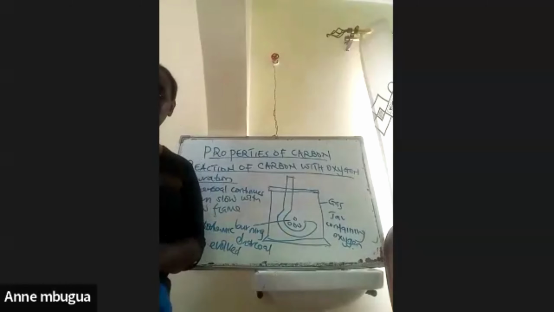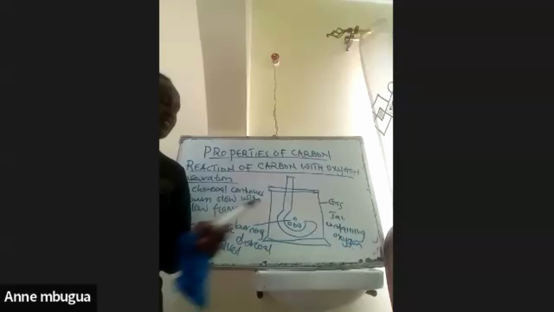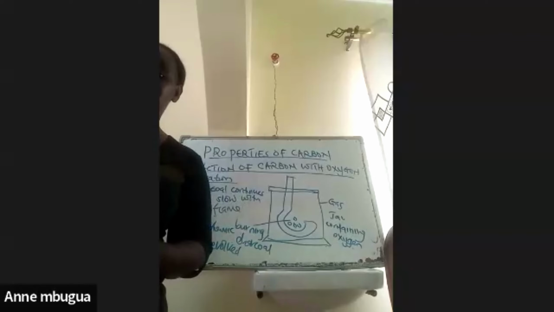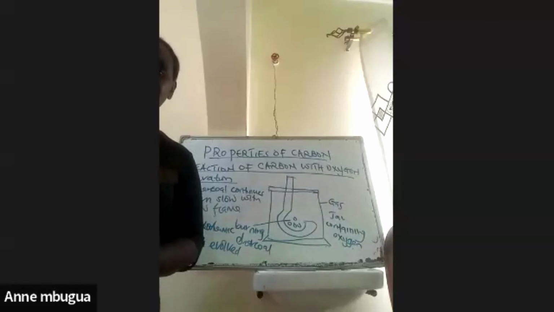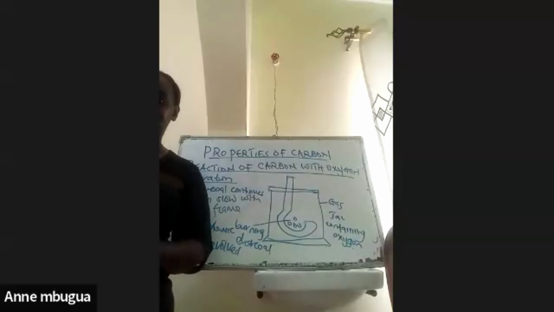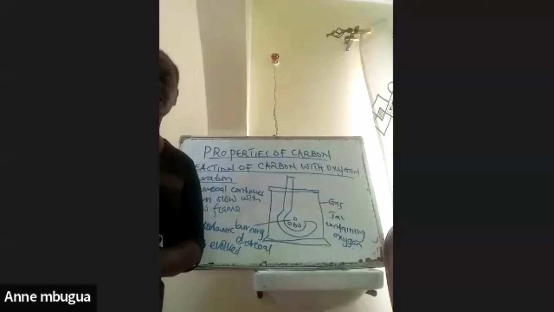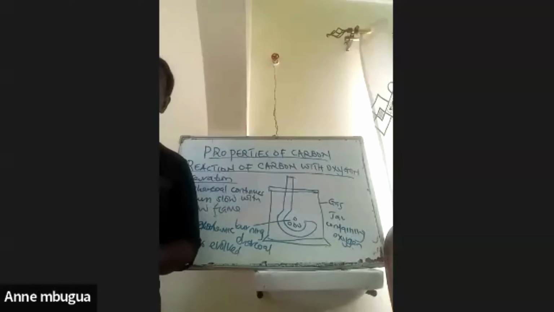That is the first observation, that when we remove the hot charcoal and transfer it to the gas jar that contains oxygen, it still continues to burn even without further heating, indicating that when charcoal and oxygen are burning, there is heat which is being released. The reaction is exothermic. And for this reason, charcoal is used as a fuel.